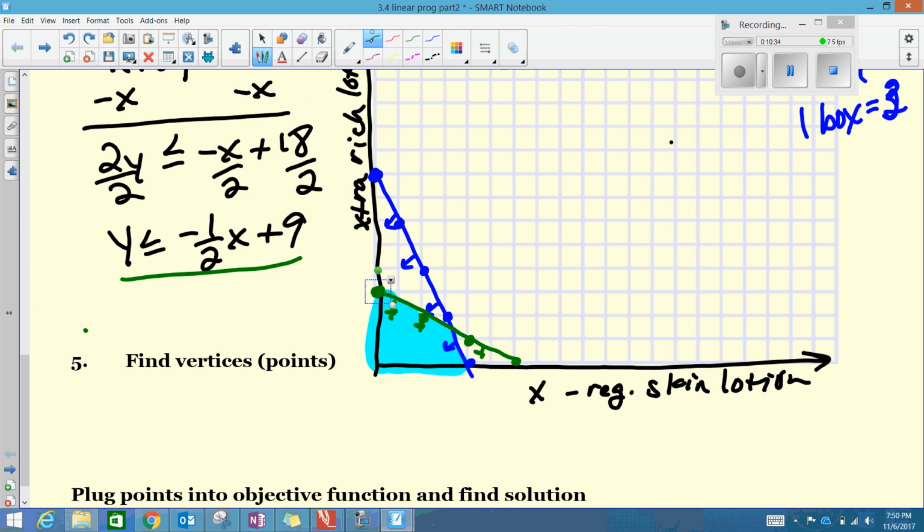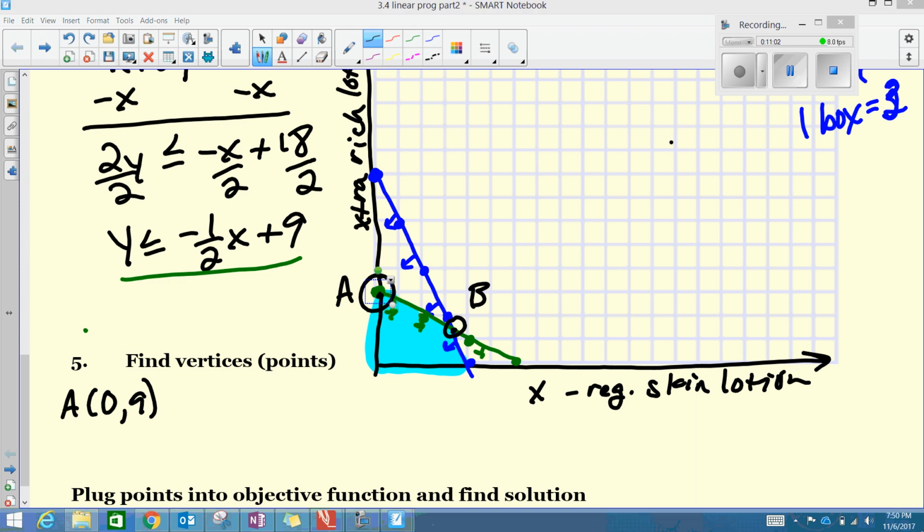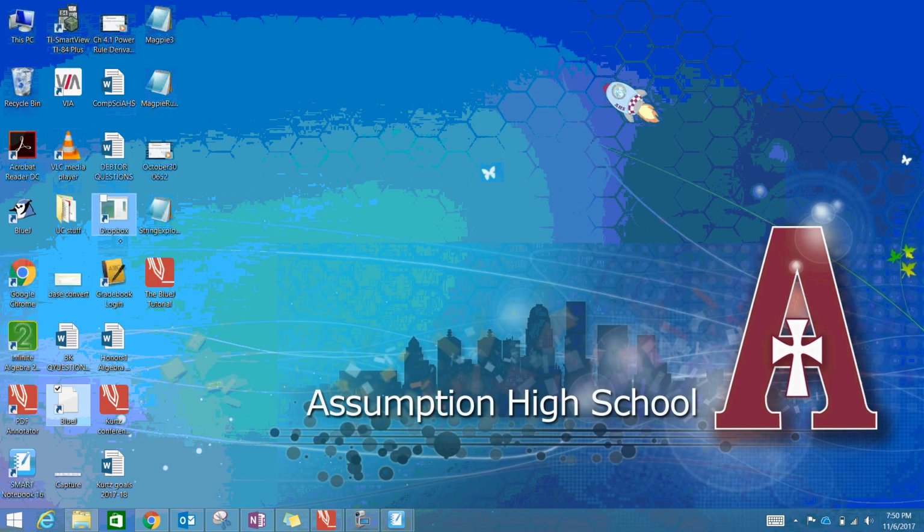And again, since we know that is the y-intercept of the green line, we know A is 0, 9. And right here, this is going to be B, but that is not actually on a good point, right? So we need to find out what that exact point is. So actually, what I'm going to do is graph that. Because again, we can use any of our methods to, where's my calculator?